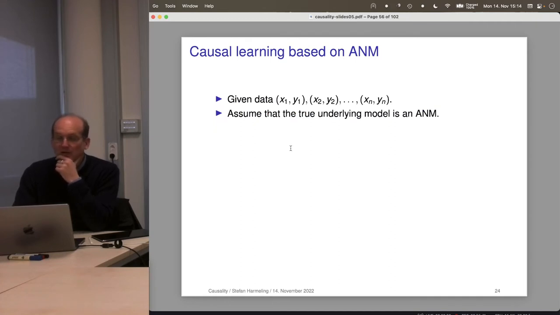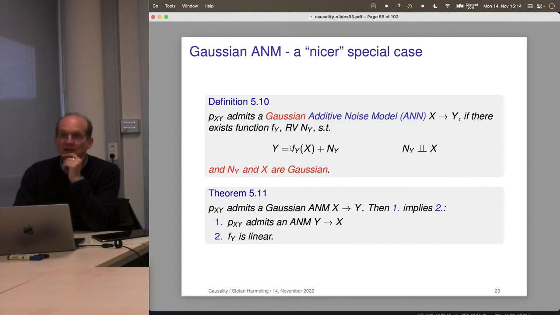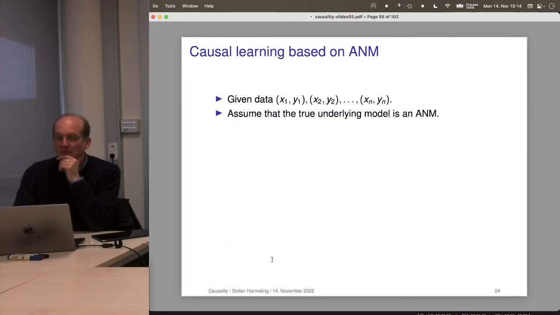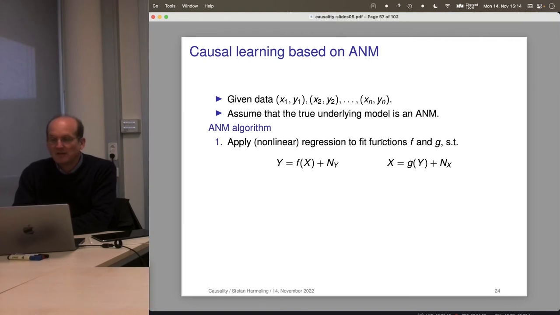Okay, let's use causal learning based on the additive noise model, not the Gaussian additive noise model, but the more general one, which typically is fine, okay? So what does the algorithm look like? We are given some data set. We apply some nonlinear regression to fit functions f and g. It could also be linear regression with some basis functions. The key is that f is a nonlinear function. We can do it in both directions, of course, right? So you can swap input and output.